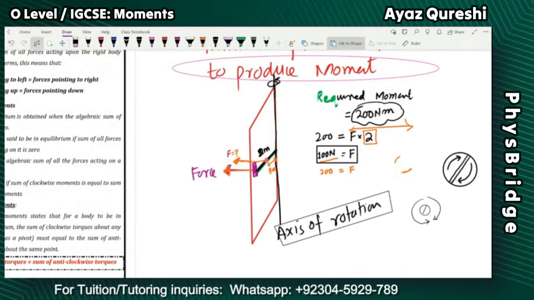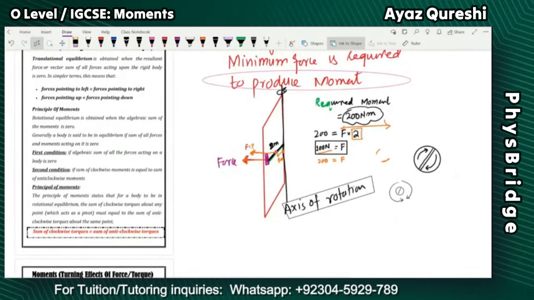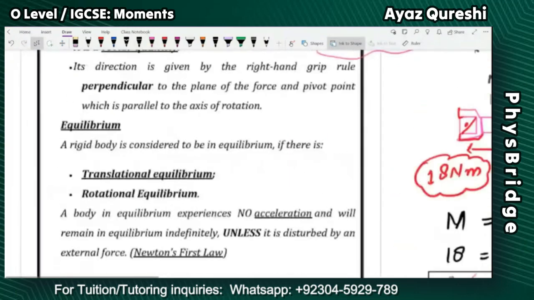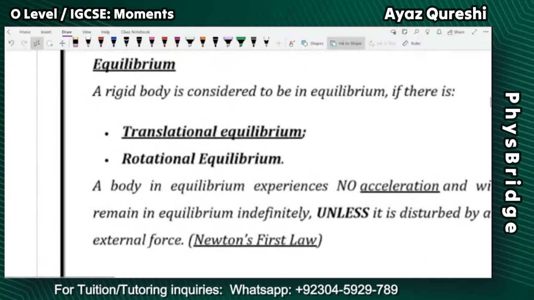So those doors which are having small perpendicular distances, there we have to apply more force. Right after that we are going to talk about equilibrium today, inshallah. I'm starting right from here, so I hope that it will be very clear to you.